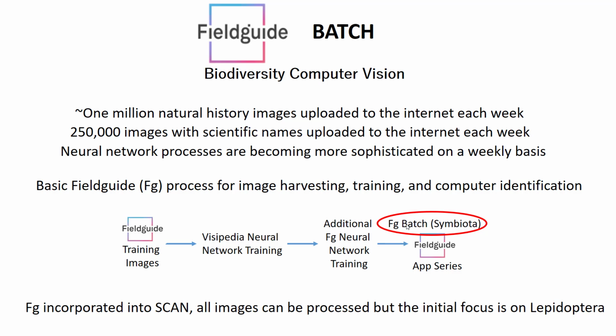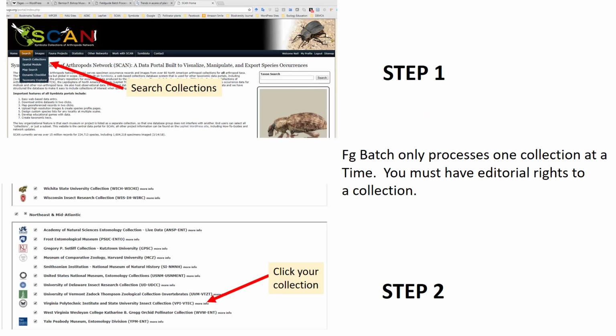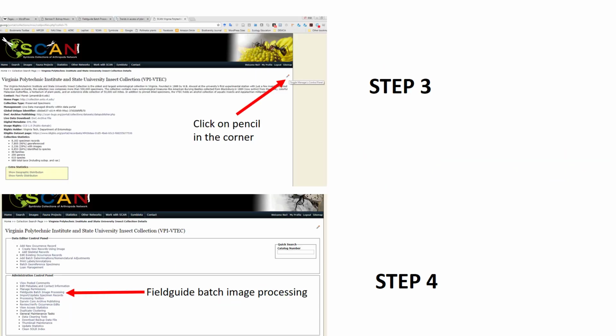So FeildGuide is incorporated in the scan. All images can be processed, but the initial focus is on Lepidoptera. So let's go through the first steps. First, you need to log into Scan, and then you search your collections, and then select your collection. Right now, FeildguideBatch only processes one collection at a time. You must have editorial rights to that collection if you want to use it.